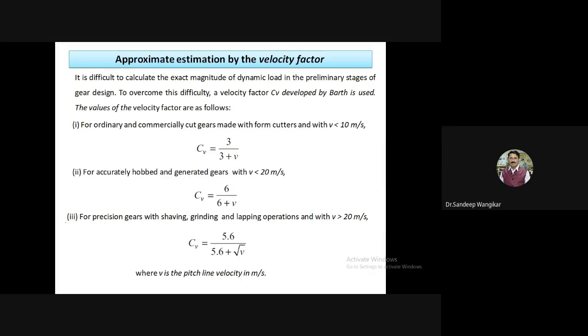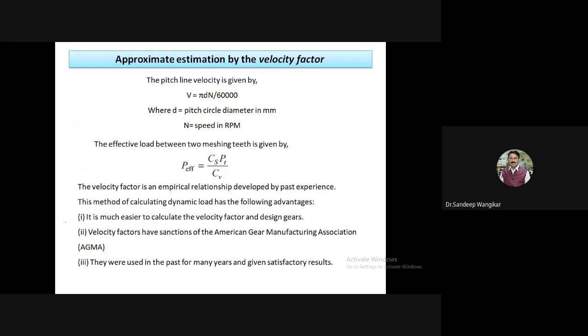Third, for precise gears with shaving, grinding and lapping operations, which are gear super finishing operations, with pitch line velocity greater than 20 meters per second, CV is equal to 5.6 divided by 5.6 plus root V, where V is the pitch line velocity. Friends, why am I calculating this? P effective is equal to CS PT by CV, where CS is the service factor, PT is the tangential load and CV is the velocity factor.